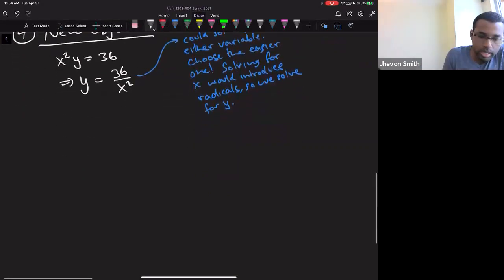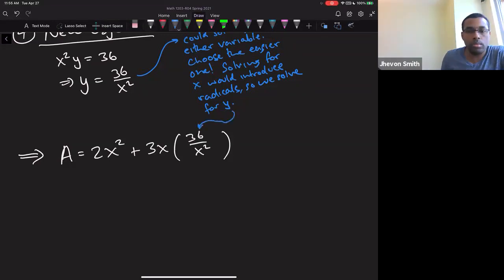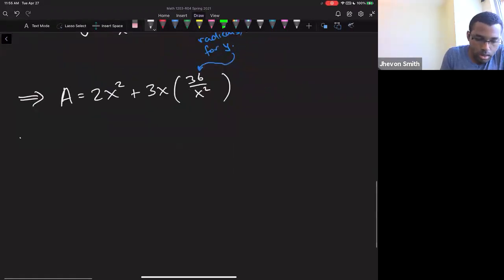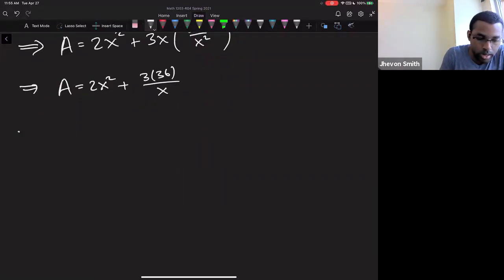So now I can plug this into the objective. So now my A is going to be 2x squared plus 3x times y, which is now 36 over x squared. So now that basically means my new objective is 2x squared plus the x's would cancel. So this is 3 times 36 over x. Right? Now that's not a parabola. We don't have a nice little formula for that. So calculus is definitely the way we want to go here.